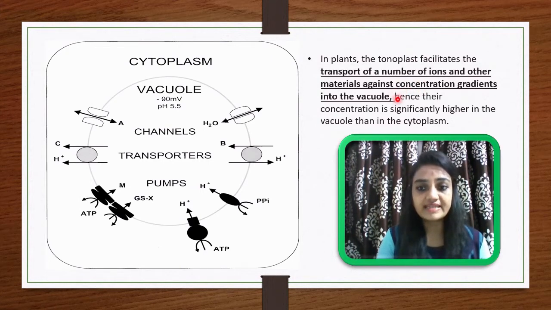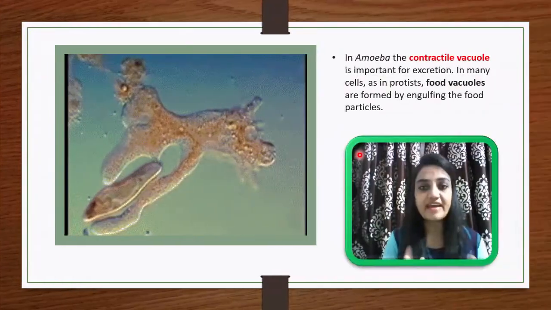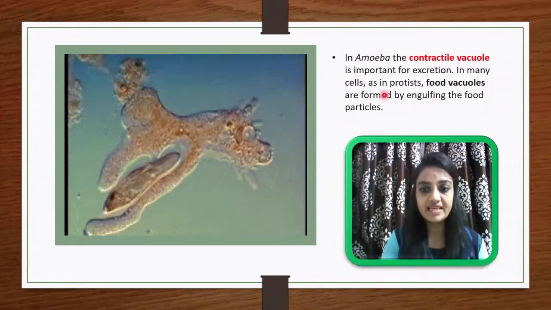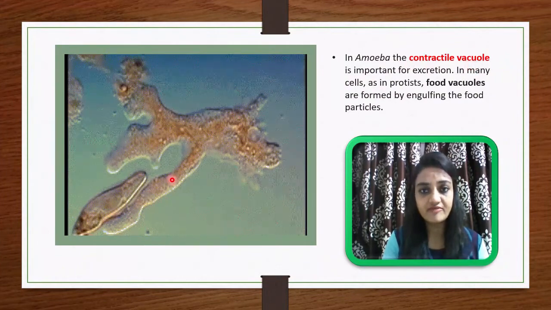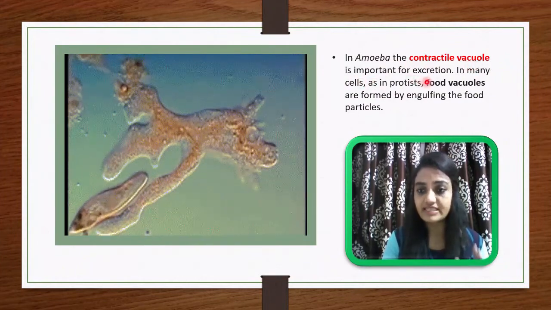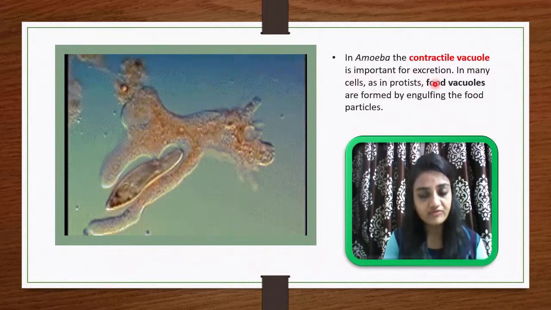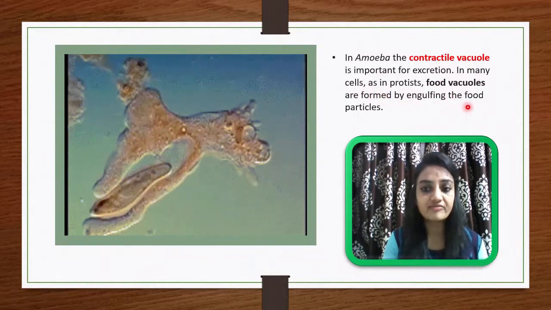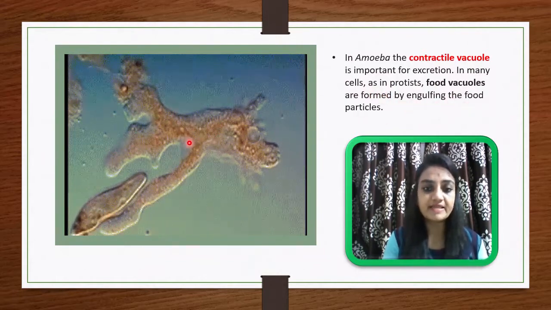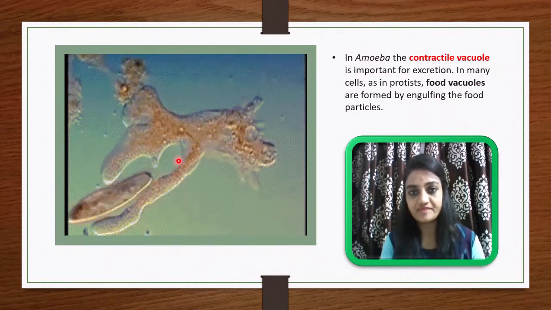In a plant, the tonoplast facilitates the transport of a number of ions and even other material against the concentration gradient. Okay, and that's why the concentration of ions is significantly higher in the vacuole than in the cytoplasm, because of the transport against the concentration gradient. Vacuoles play a very important role in the amoeba. In amoeba the contractile vacuole is important for excretion, and food vacuoles, by which they engulf food, are formed by engulfing the food particles.